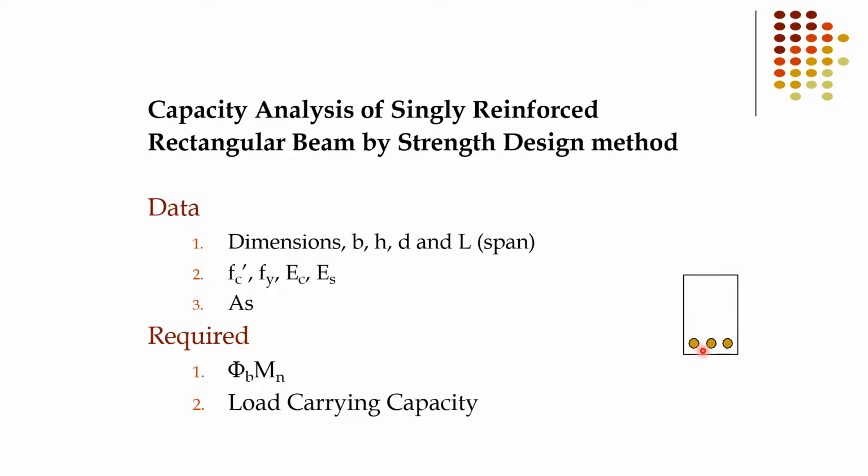If the compressive force is weak, then we enhance its capacity by providing steel bars at the top of the concrete section also. By doing so, we enhance the compressive capacity in that region by concrete and steel at the top of the section. So that type of section is called a doubly reinforced beam.